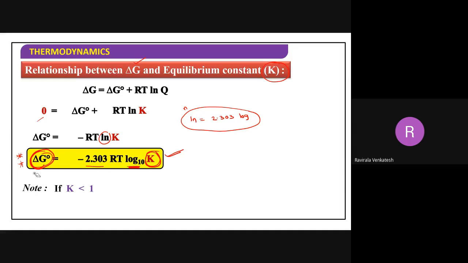Very important thing if you observe here: if K is less than 1, for example, the log value is negative. Now what will be the delta G naught? Positive or negative? Positive. Now it will be non-spontaneous, because delta G greater than 0 is nothing but delta G positive. So it becomes non-spontaneous.